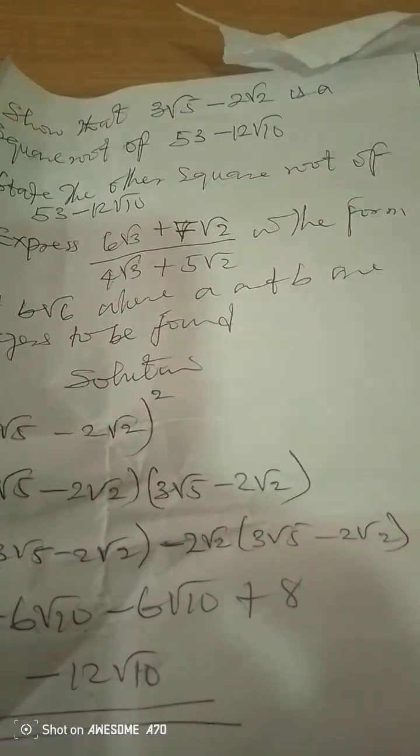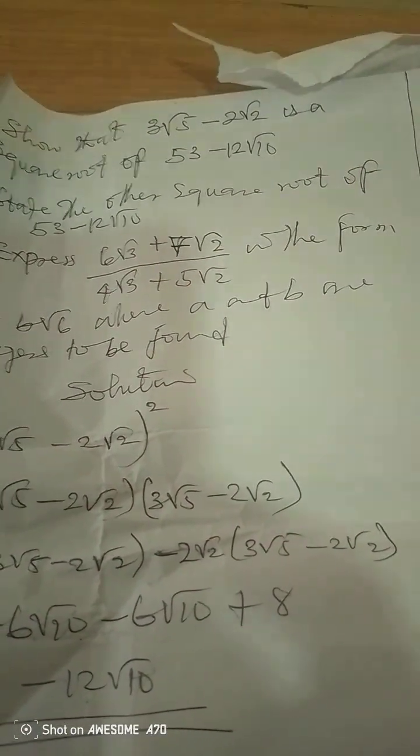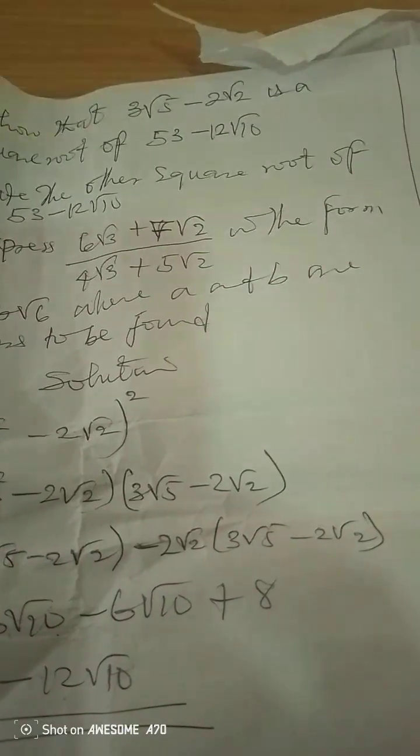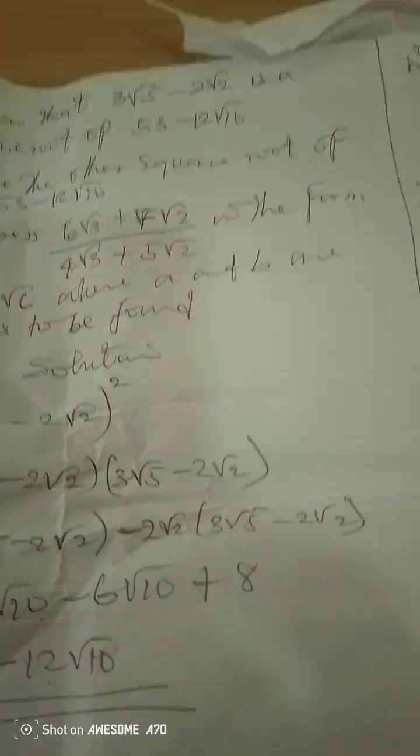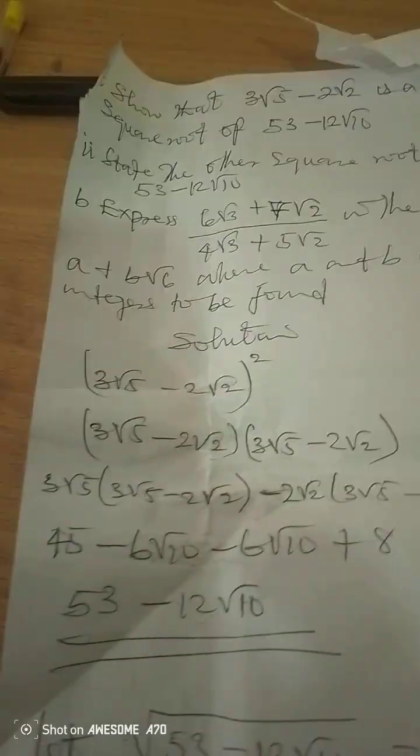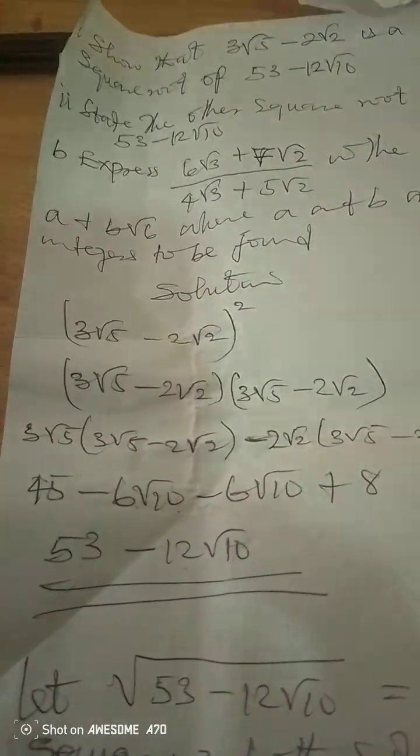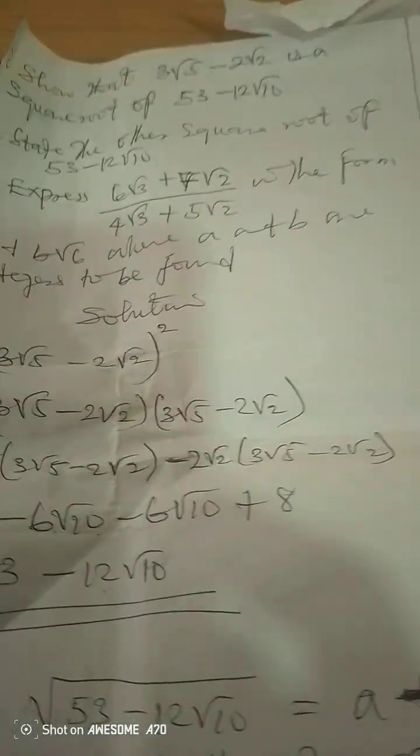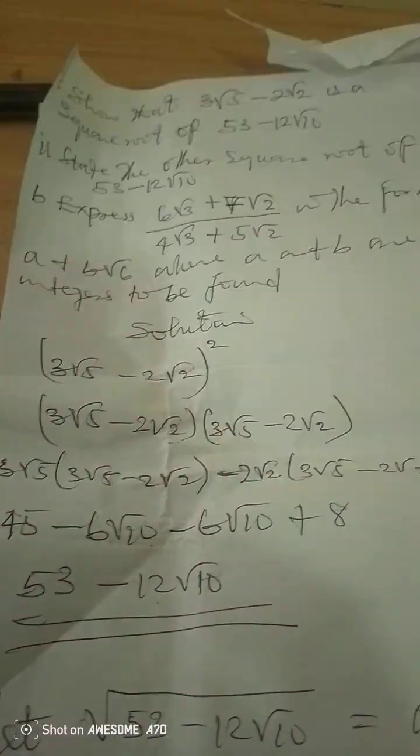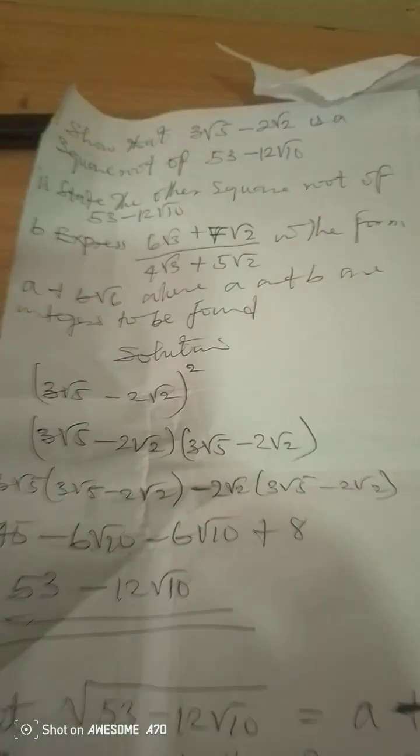Then part (iii), or B, of the question: Express (6√3 + 7√2) / (4√3 + 5√2) in the form a + b√6, where a and b are integers to be found. Okay, here comes the solution.